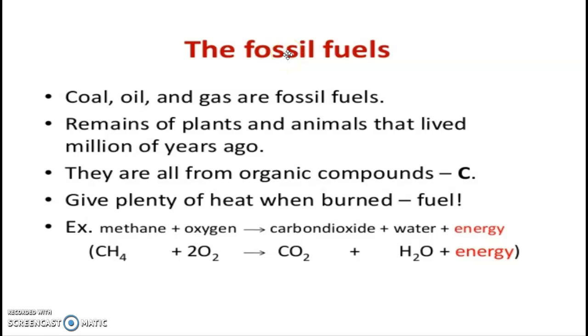Now we will move to the fossil fuels. Fossil fuels, for example coal, oil and gas, are remains of plants and animals that lived millions of years ago. They are buried inside the earth's crust and become petroleum fuels. They are all from organic compounds that have a carbon atom in them, and plenty of heat is evolved when they are burnt. For example, when methane gas comes in contact with oxygen, that is a burning process. It liberates carbon dioxide and water with an enormous amount of energy.